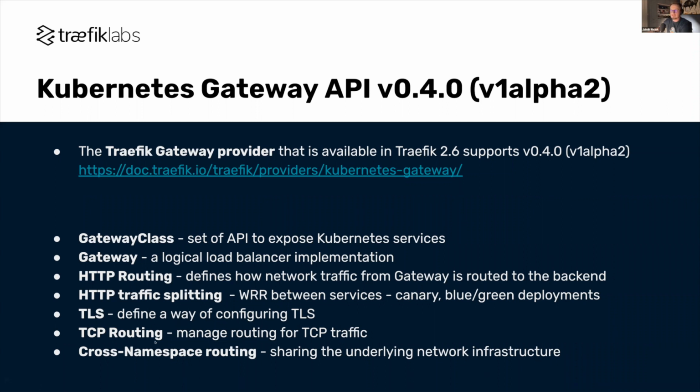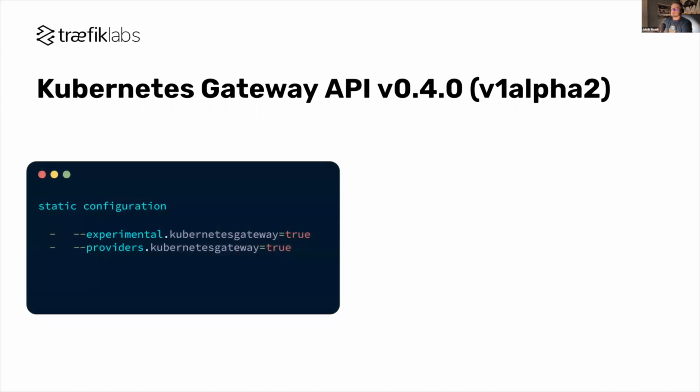TCP routing is quite similar to HTTP, but it's for TCP services. And one of the features of Gateway API is cross-namespace routing, so you can share the load balancer across your other team members.